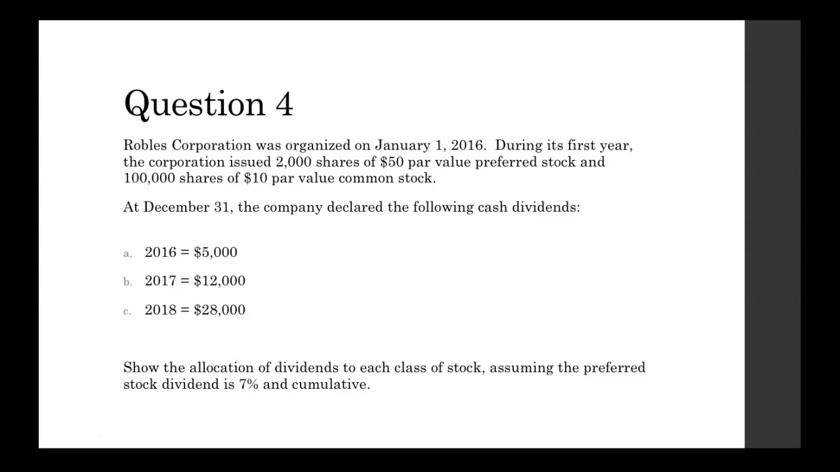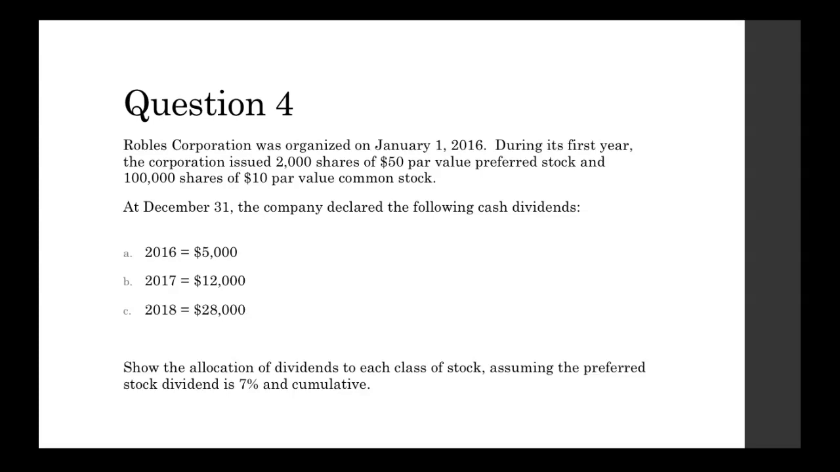Now, question 4. Robles Corporation was organized on January 1st, 2016. During its first year, the corporation issued 2,000 shares of $50 par value preferred stock and 100,000 shares of $10 par value common stock. At December 31st, the company declared the following cash dividends. In 2016, there was $5,000. In 2017, there was $12,000. And in 2018, there was $28,000 of cash dividends.